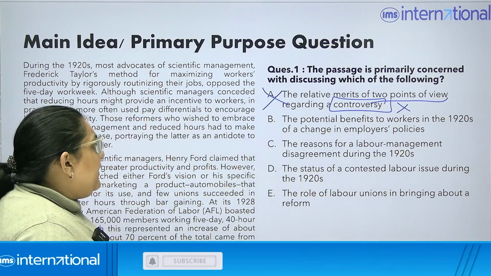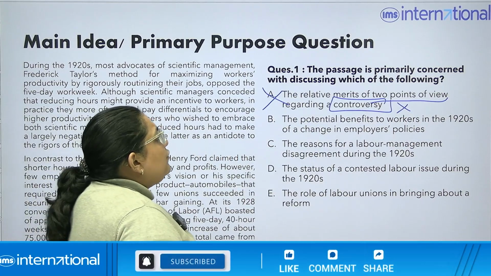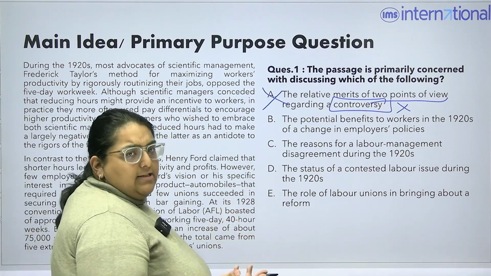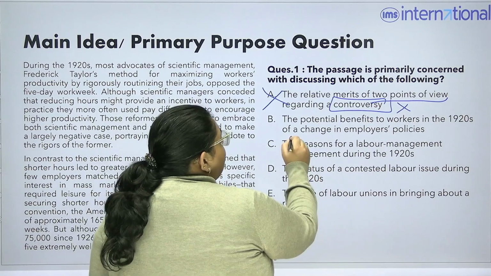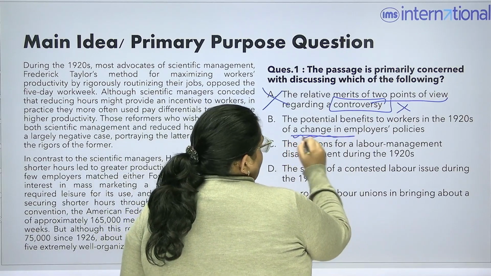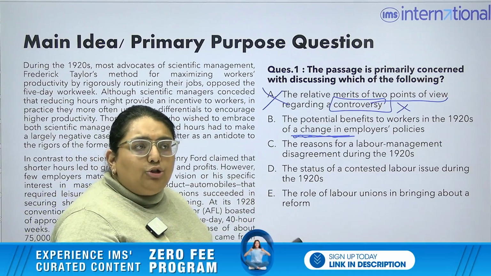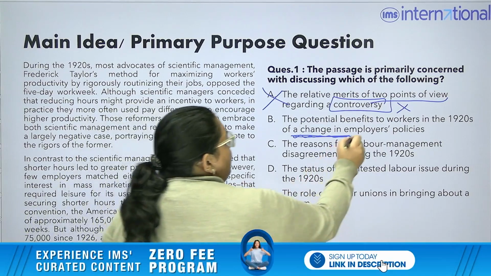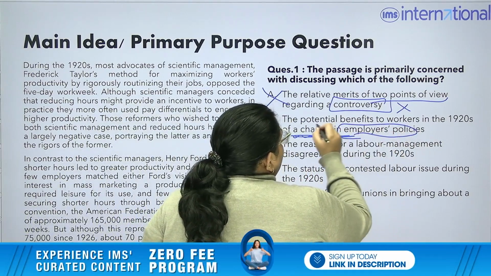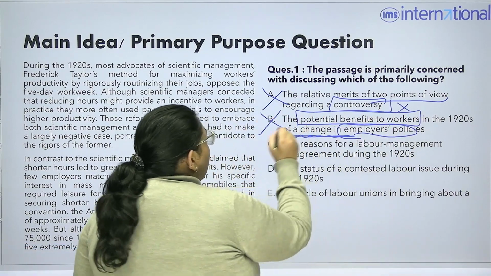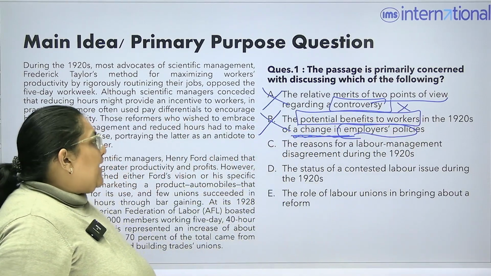Let's have a look at B. The potential benefits to workers in the 1920s of a change in employers' policies. I don't think that a change had occurred completely. They were only discussing what would be a better approach, but I don't think the employer changed his policy, and there is no benefit to workers which has been discussed. So rule out B.